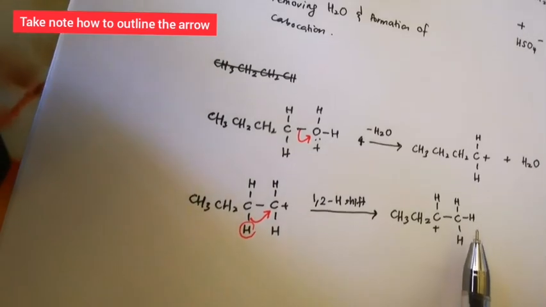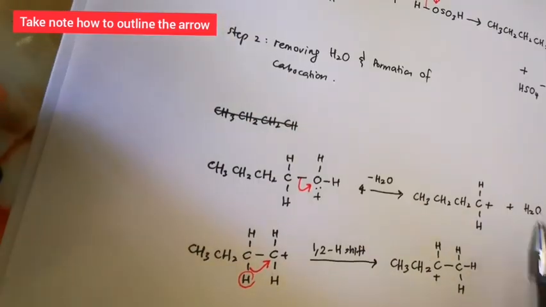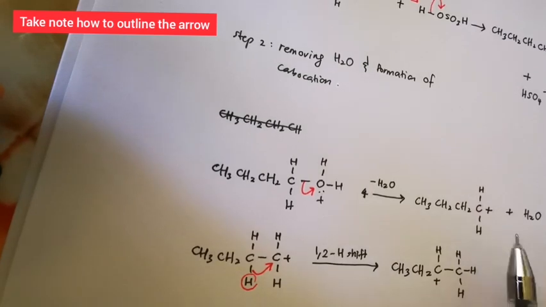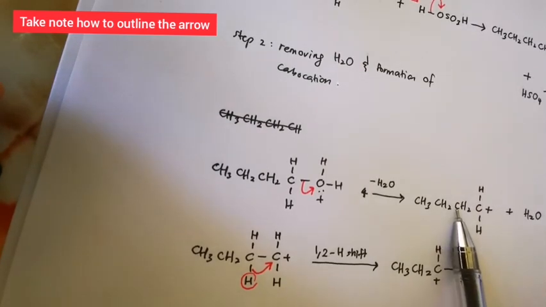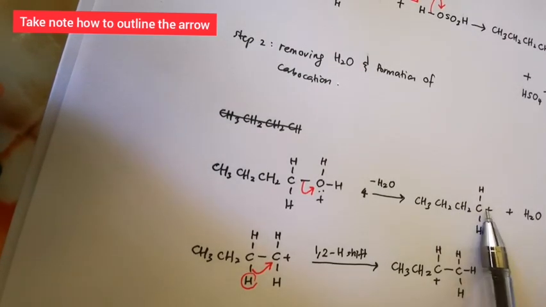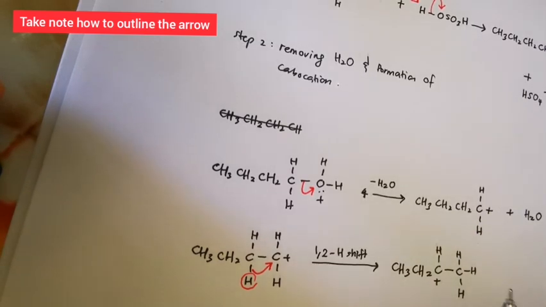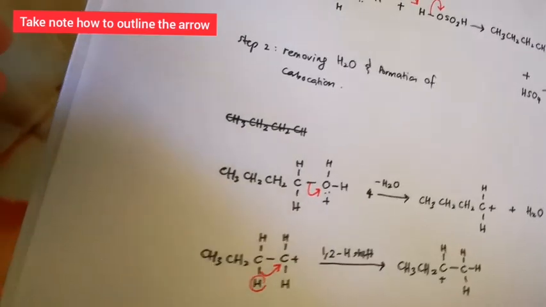So always remember, after the formation of the carbocation ion, you have to look at the neighboring carbon. If it is more stable than that carbocation ion, there is a possibility to undergo rearrangement to form a more stable carbocation ion. Alright, we go to step 3.